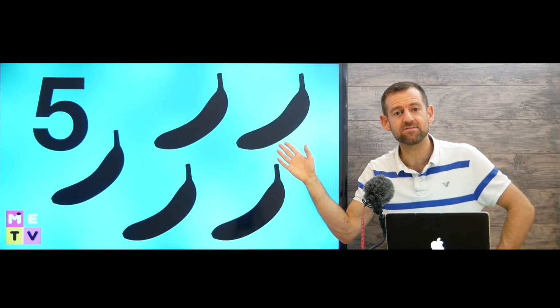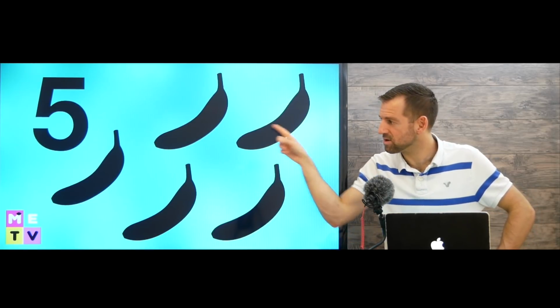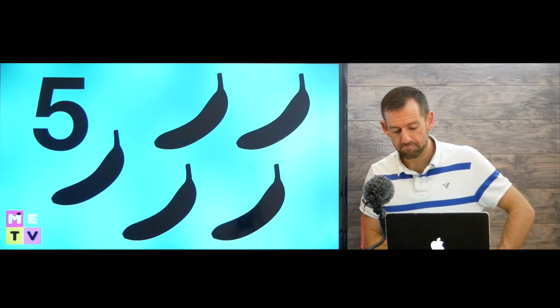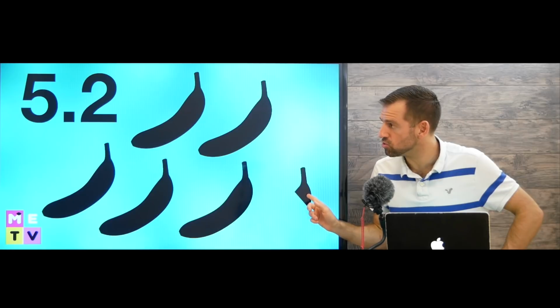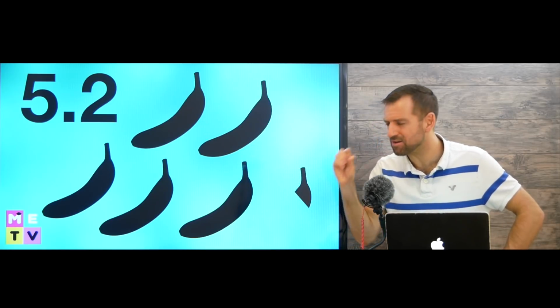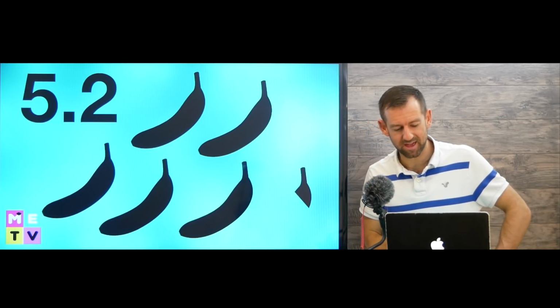Take a look at this. Here we have 5 bananas, right? 1, 2, 3, 4, 5. But take a look at this. Here we have 5.2 bananas. Look, there's a little piece of a banana. 0.2 of a banana. Okay.